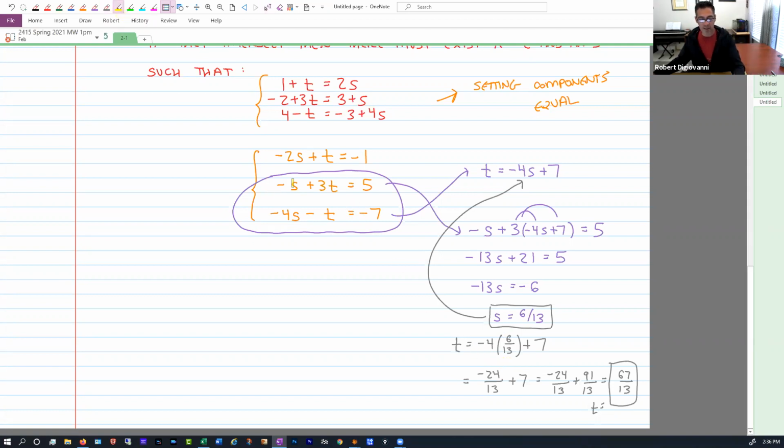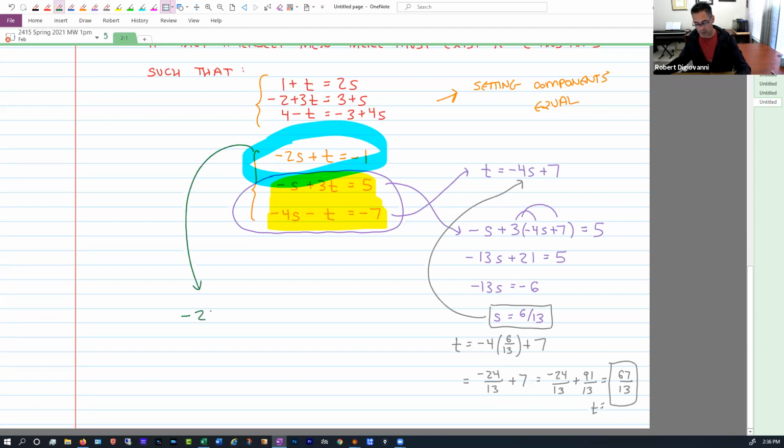That's the S and T that make those two equal, right? The question is, is this one still true? If we take our two answers and plug them into that one, it better work. So if I take that equation, I go -2, let's see, S was 16 over 13 plus T, but T was 67 over 13. Does that equal -1? That's the question. And that's -12 over 13 plus 67 over 13 equal -1. And that is not going to be true.